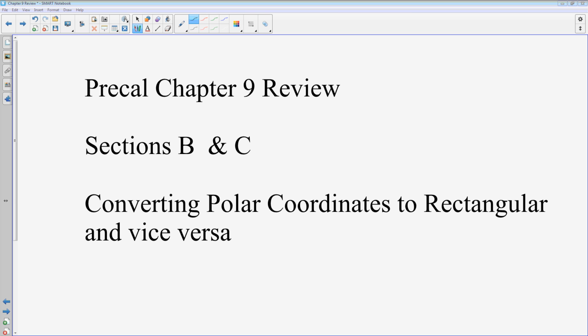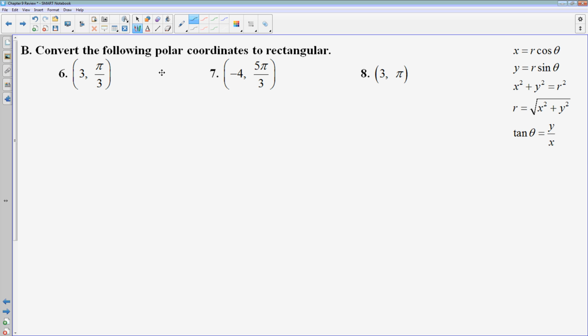All right, looking at the next section here, we have sections B and C, converting polar coordinates to rectangular and going the other way around also. Let's start with these, converting polar to rectangular. I am not going to give you these formulas. You need to memorize these.